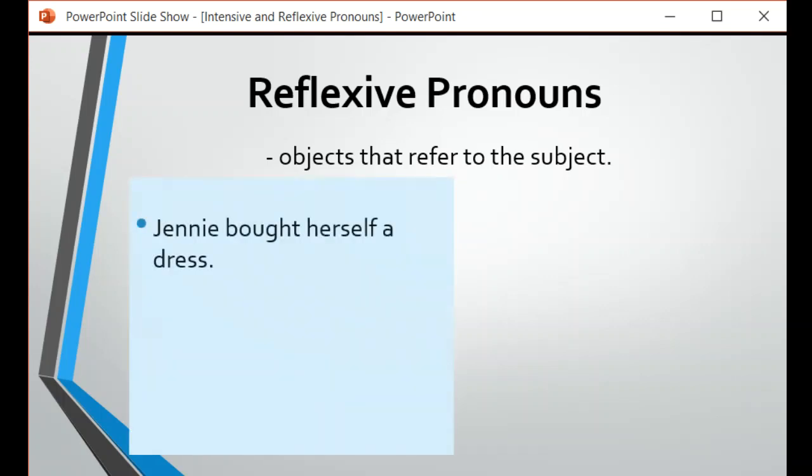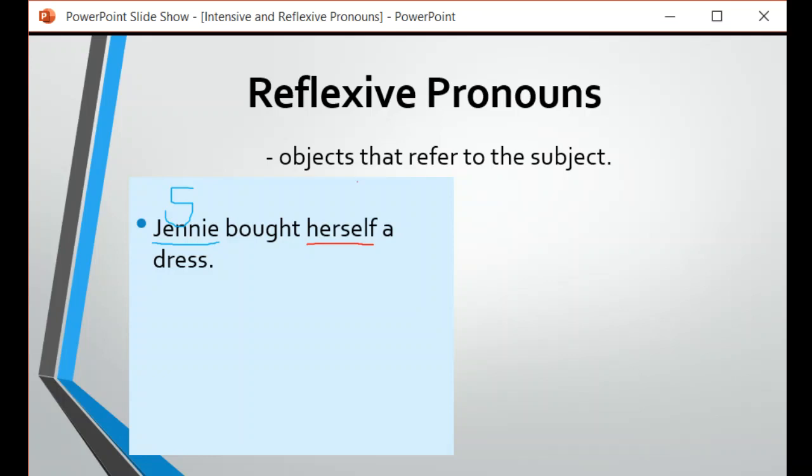Halimbawa, for example, we have Jenny bought herself a dress. What is the reflexive pronoun in this sentence? We have the word herself. This is a reflexive pronoun. Why do we say that this is a reflexive pronoun? It is because Jenny, this is our subject. So this is your subject. And then this is the object, herself.